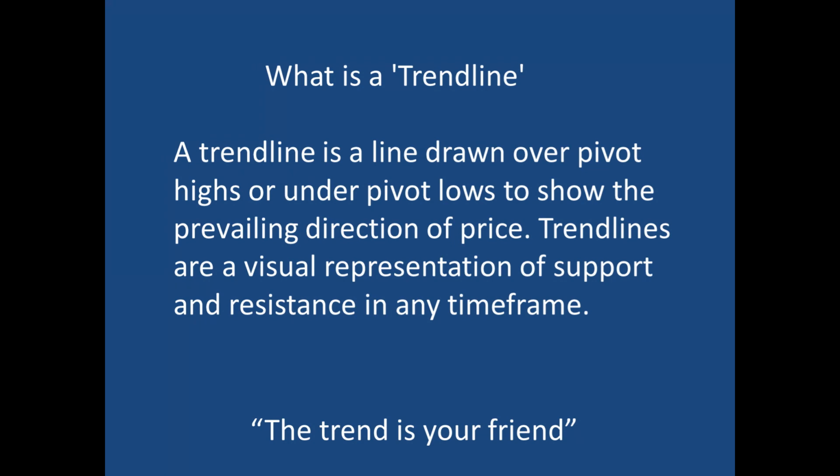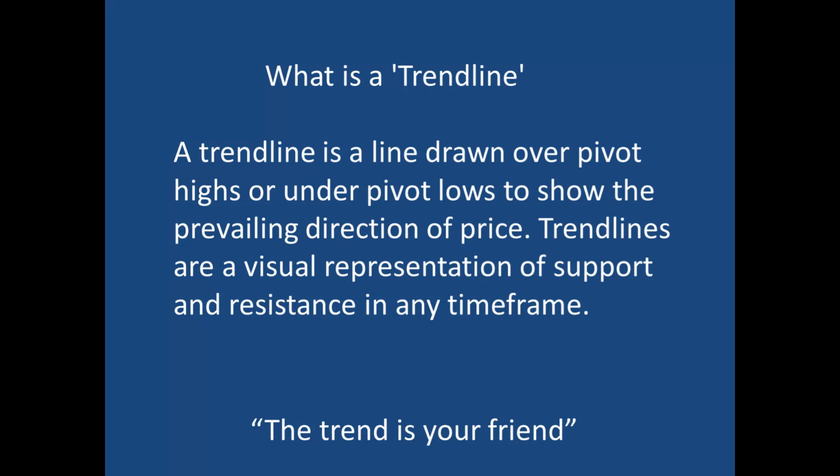Trend lines work very, very similar to horizontal lines. A trend line is a line drawn over pivot highs or under pivot lows to show the prevailing direction of price. Trend lines are just a visual representation of support and resistance in any time frame.